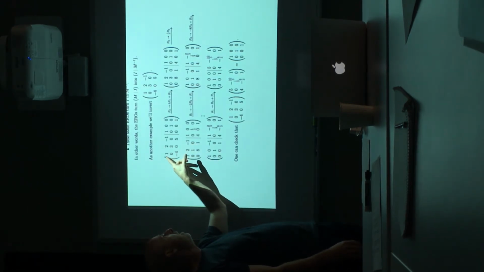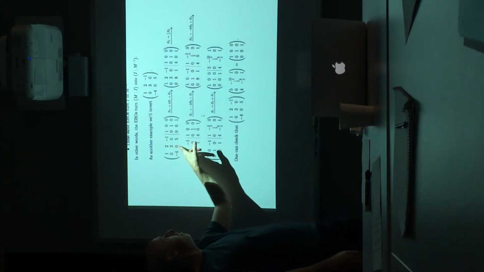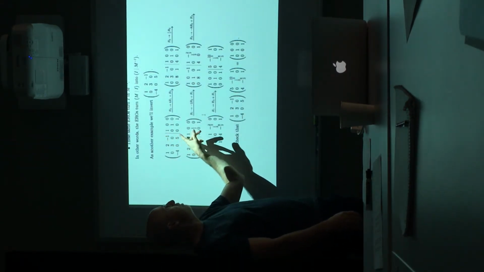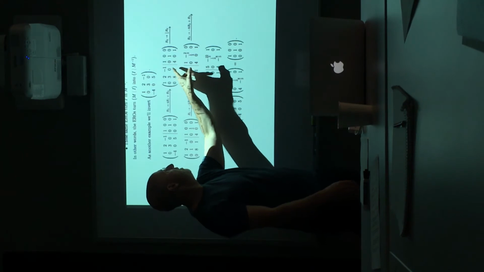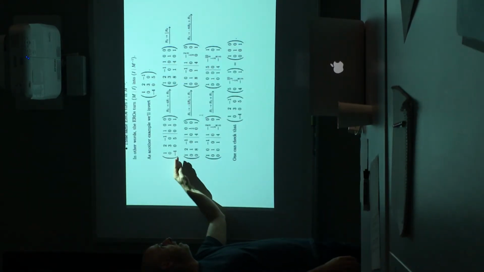And when we do that, when we take 4 times this, the 4 times 1 plus negative 4 is 0. 4 times 2 plus 0 is 8. 4 times negative 1 plus 5 is 1. And then this becomes 4, 0, 1 because we had 4 times 1. So that's the first thing I do.